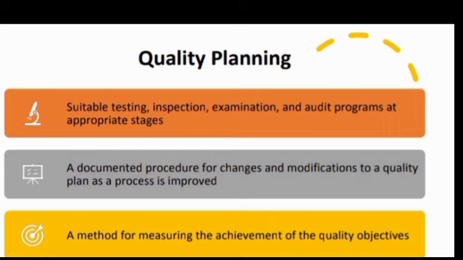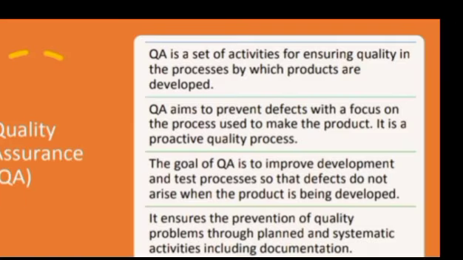A documented procedure for changes and modifications to a quality plan as a process is improved. A method for measuring the achievement of the quality objectives. Second element of quality management is quality assurance.